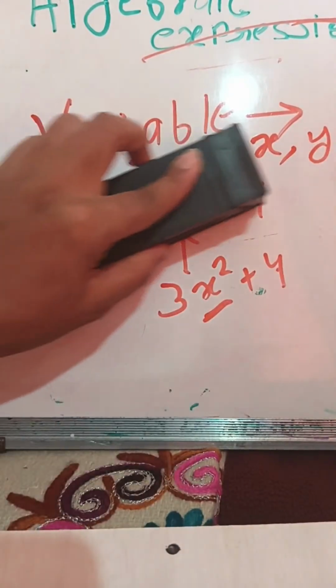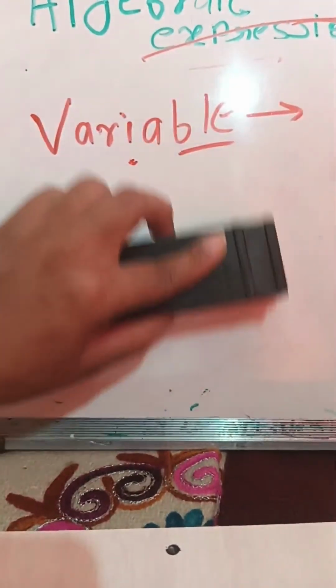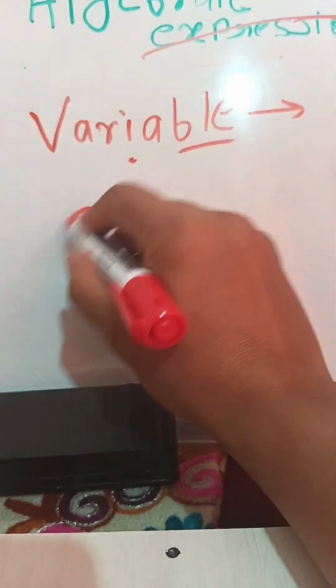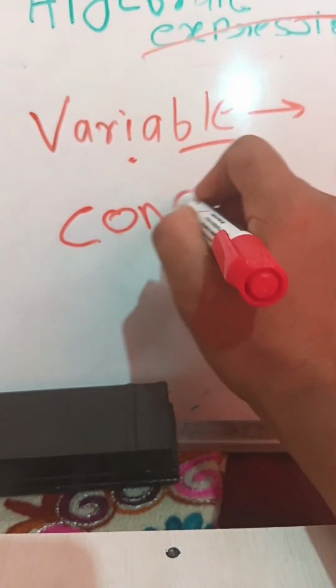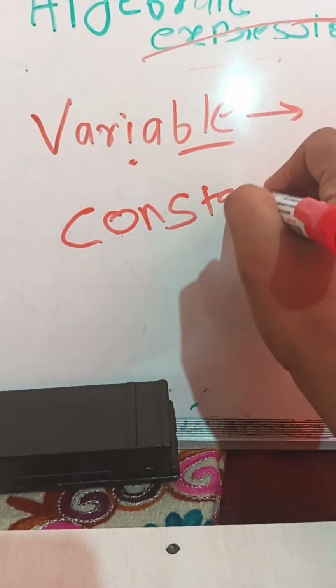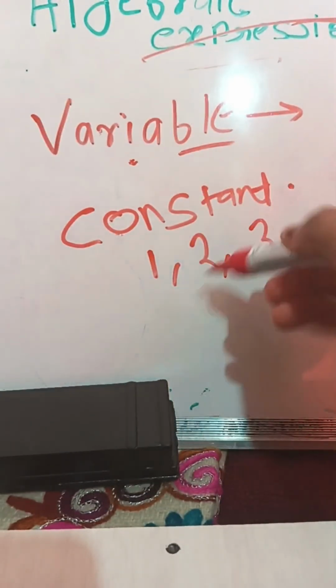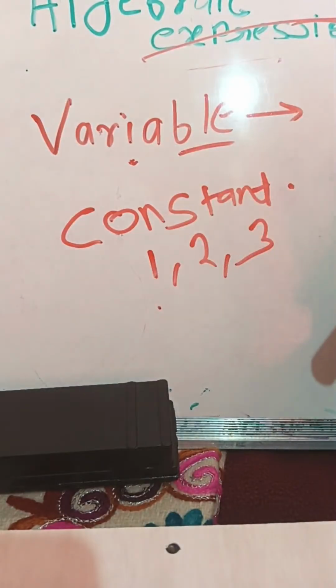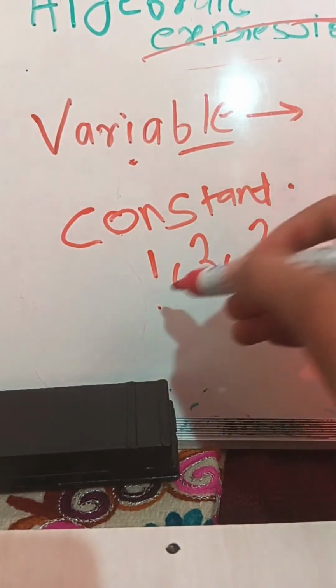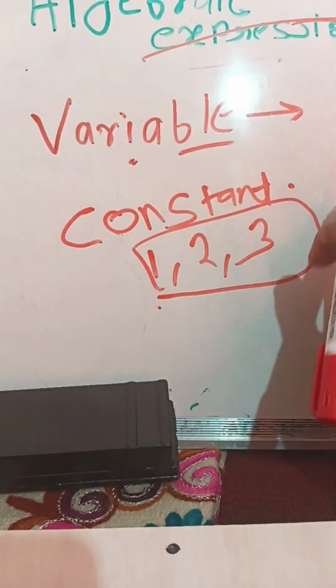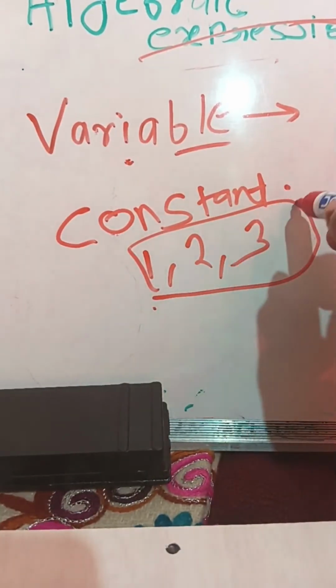Now next term for algebraic expression is constant. What is the constant? Again, constant which has a fixed value, like 1, 2, 3. 1 की वैल्यू 1 ही है, 2 की 2, 3 की 3. There is no change in the value of 1, 2, 3. Okay, this is variable. Sorry, this is constant.